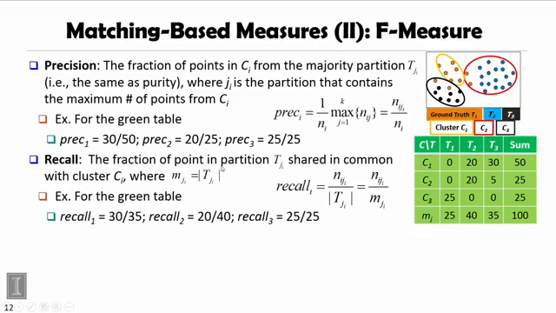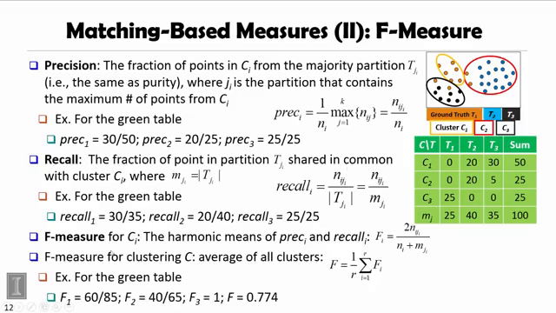Recall actually is the fraction of the points in the partition shared in common with cluster C sub i. Simply put, if you assign T3 to C1, you get 30, but T3 actually has 35 ground truth points. You only capture 30. That means your recall is 30 over 35. Similarly, for the second partition, if you assign ground truth T2 to C2, you only get 20 over 40, so your recall is 20 over 40. Similarly, for the third one, when you assign the ground truth T1 to C3, you get 25 over 25. That is the fraction of the points in this partition shared in common with the cluster C sub i, and that gives you the recall.